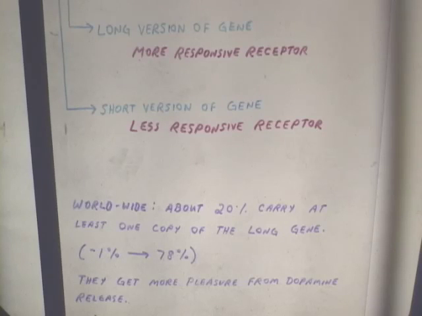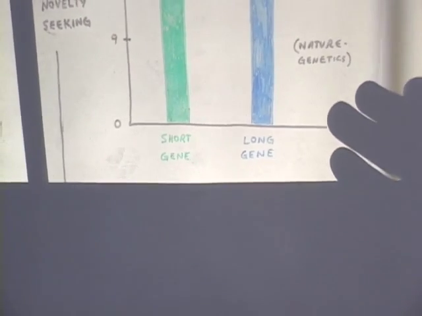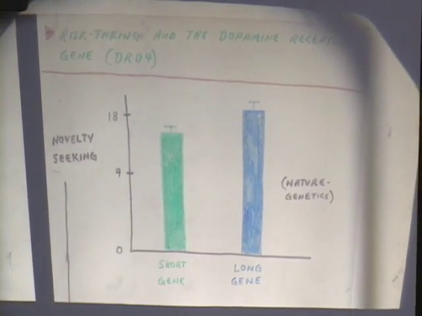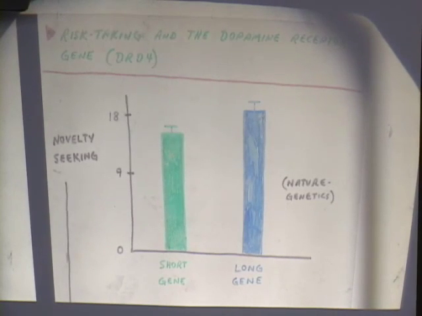From a paper that was published relatively recently, here are some things that are associated with carrying the short gene or the long gene. They have a ranking of novelty seeking, and you can think about this in your own life. How novelty seeking are you relative to some of your friends? Some people are more or less.